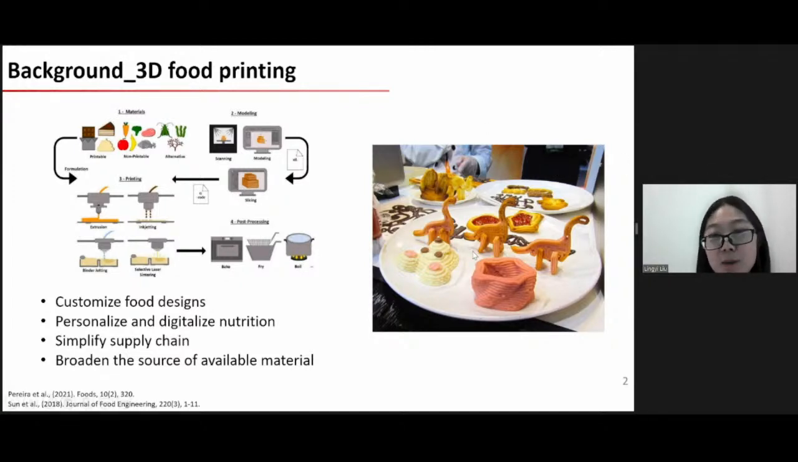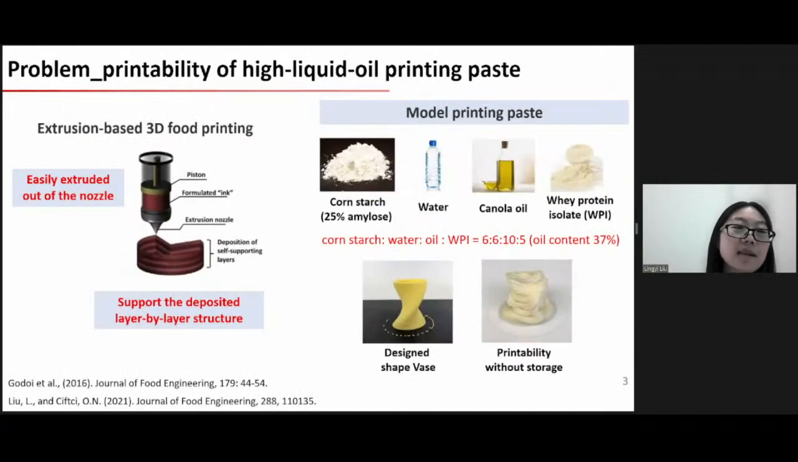If I can give my daughter food like this, she's a picky eater, she can eat almost any food I give to her, even the vegetables she doesn't like. So that's a good vision for the future of 3D food printing.